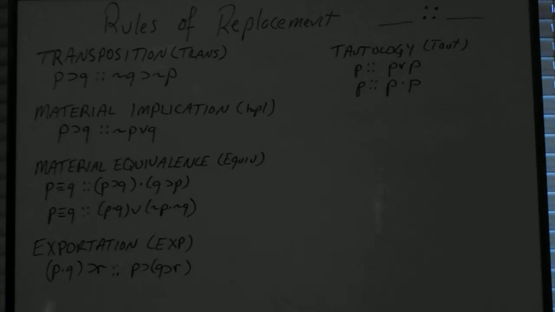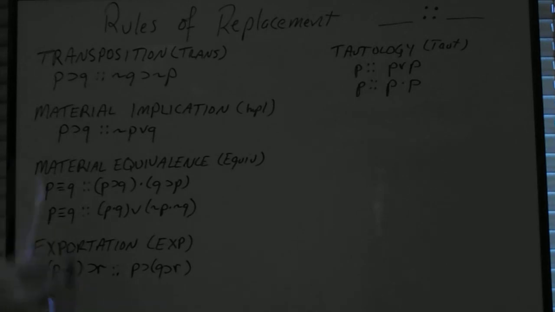Exportation, exp, says that if you have something like this, P and Q in parentheses, then R, you can export it, and that makes it P then, and then Q then R in the parentheses. What's happening here is that, just like in associativity, you're shifting the parentheses from one side of the equation to the other. The difference is that with the exportation, that initial dot is being replaced with the horseshoe. Okay, so that's exportation.